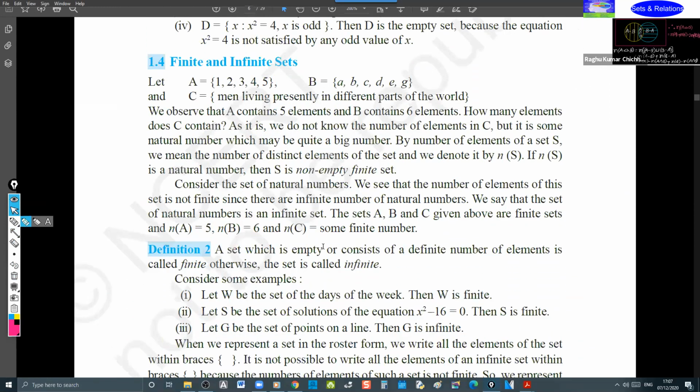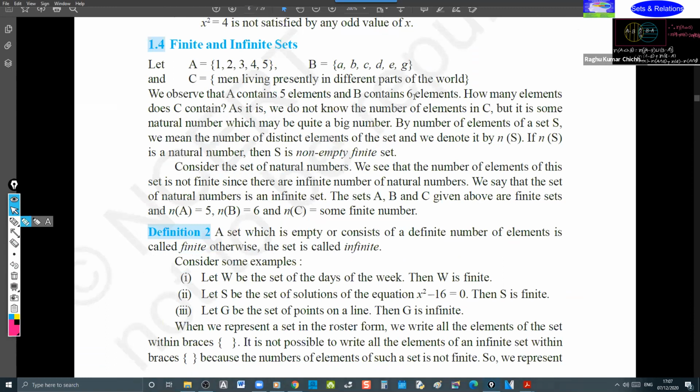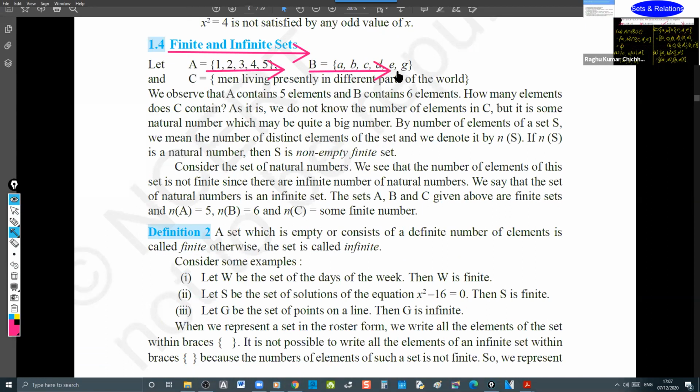Next, finite and infinite sets. Simply in the name itself, we have the meaning of it. Finite means countable. Infinite means not countable. The number of elements that are countable is finite. Not countable is infinite. A is equal to 1, 2, 3, 4, 5 is a countable set. B is equal to A to G, alphabets of the English language, is a finite set. C is equal to men living presently in different parts of the world. Mathematically, it's an infinite set.